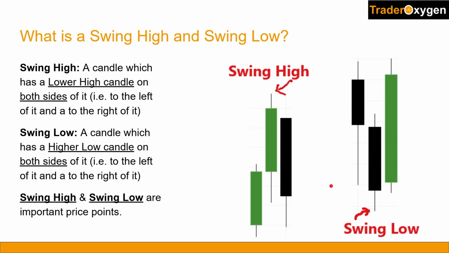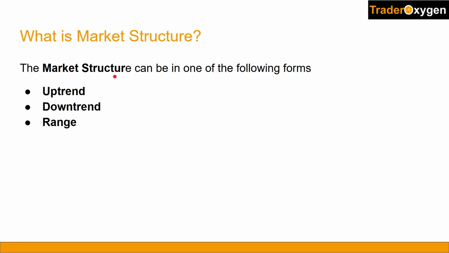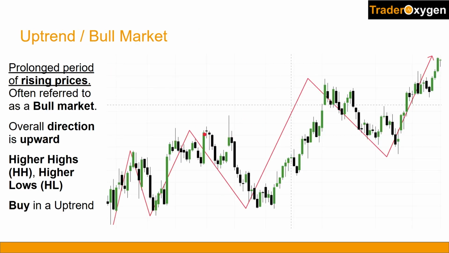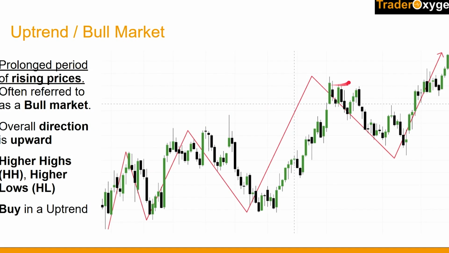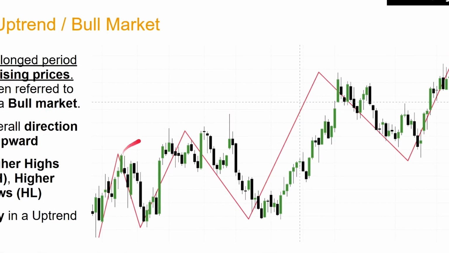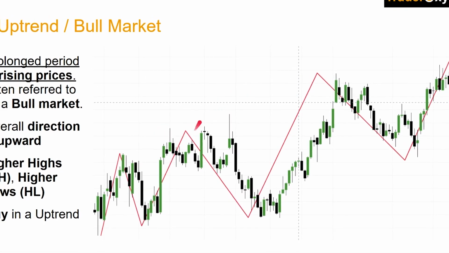Let's see what's next. The market structure can be in one of the following forms: uptrend, downtrend, or in a range. Let's see what an uptrend is. An uptrend is a prolonged period of rising prices. So the price is rising for a considerable, longer time period. It's often called a bull market. The overall direction of the price is upwards and it's making higher highs. So these are higher highs.